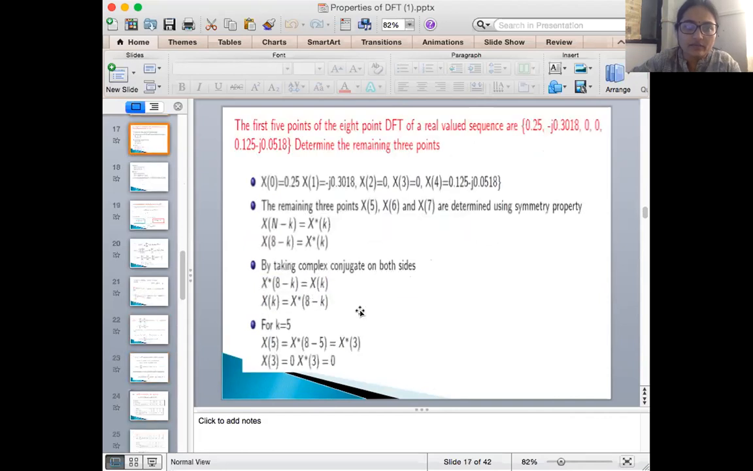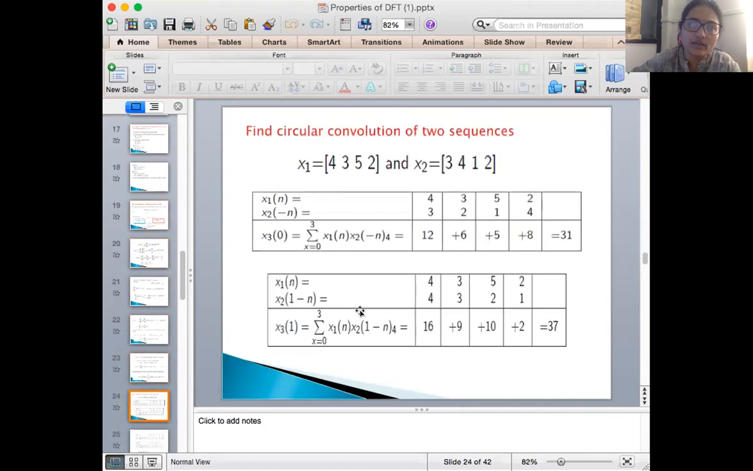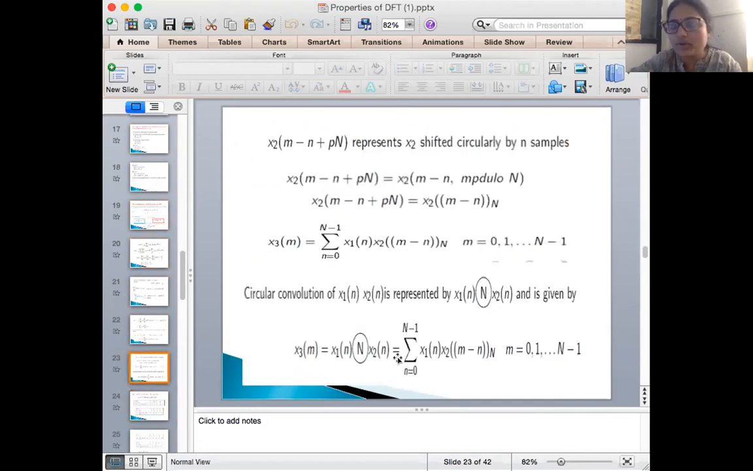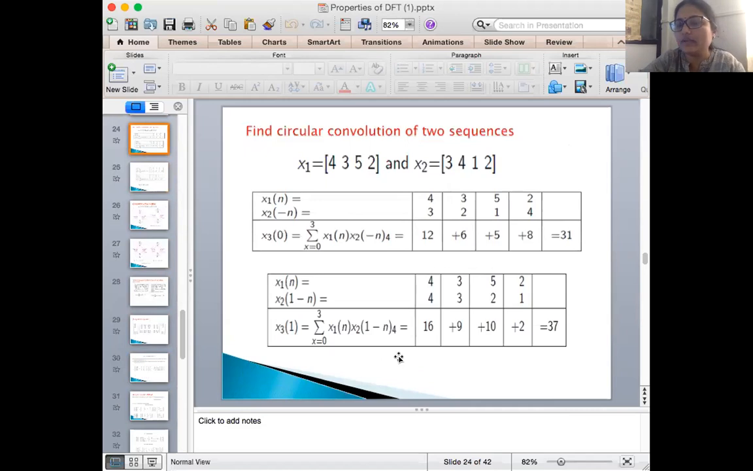Then we have discussed a very important property called circular convolution, or multiplication of two DFTs. Here we have seen that if the DFT values are multiplied in the frequency domain, it is equivalent to circular convolution in the time domain. This is the important property we have studied, called the circular convolution property of DFT. Then we have solved the problem by using the formula.